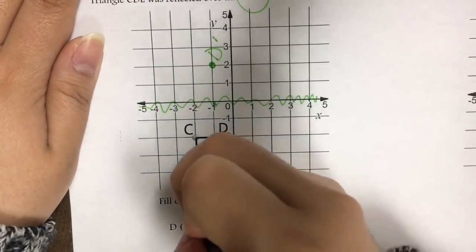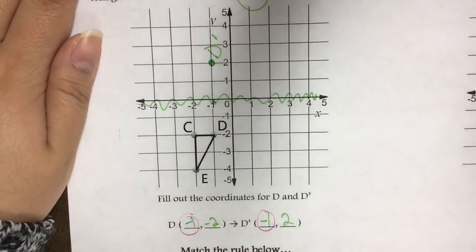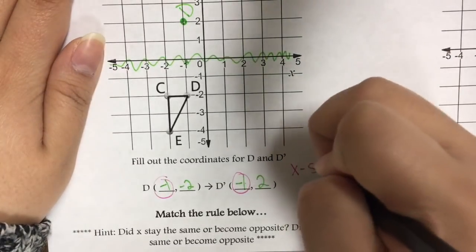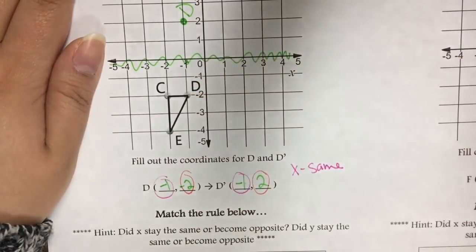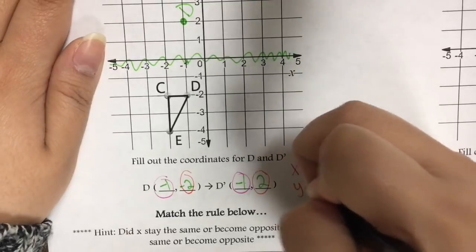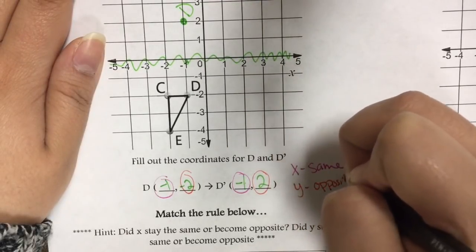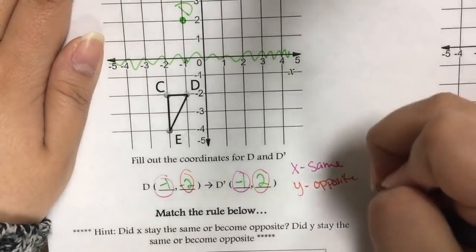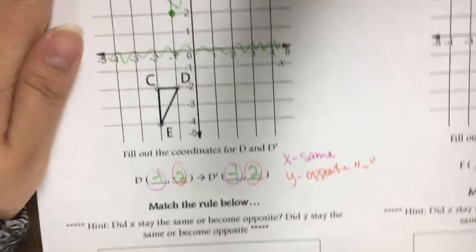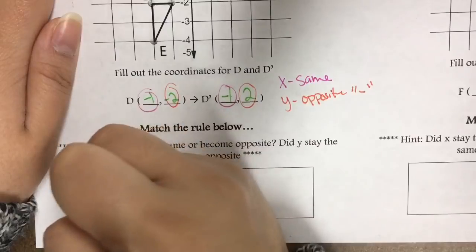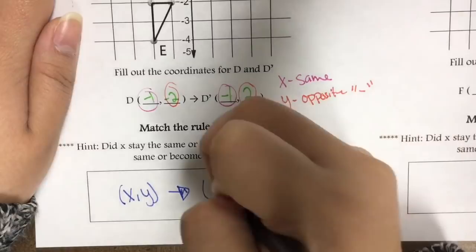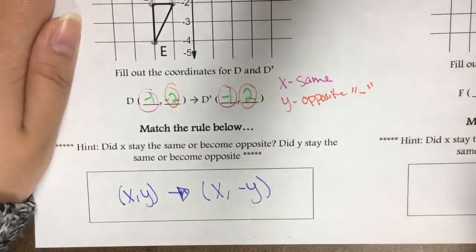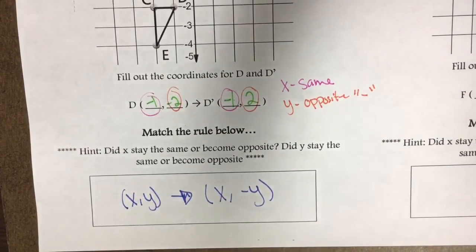Let's go ahead and look at the x values. So I have -1 and it's still -1, so x stayed the same. And then let's look at the y value. It was -2 and now it's 2, so y became the opposite. It was -2, now it's +2. So we're going to signify that using a negative. So we're going to go ahead and write our rule. X comma y changes to, x stayed the same, y became the opposite. So we're going to put x remains the same, -y to represent it becoming the opposite.